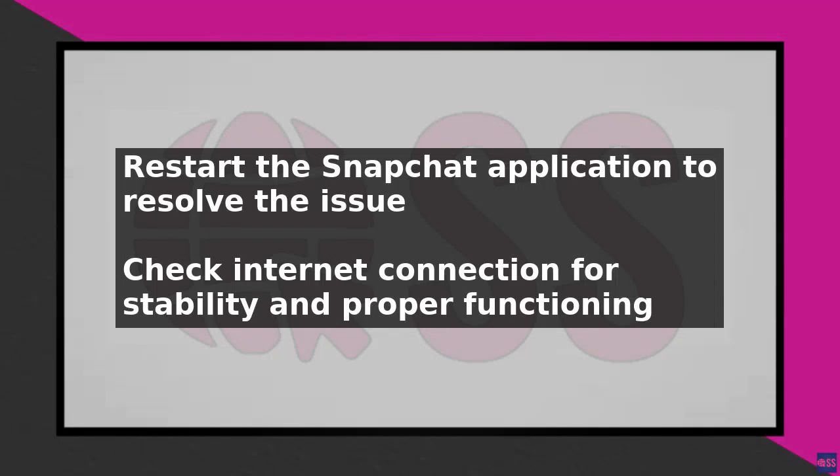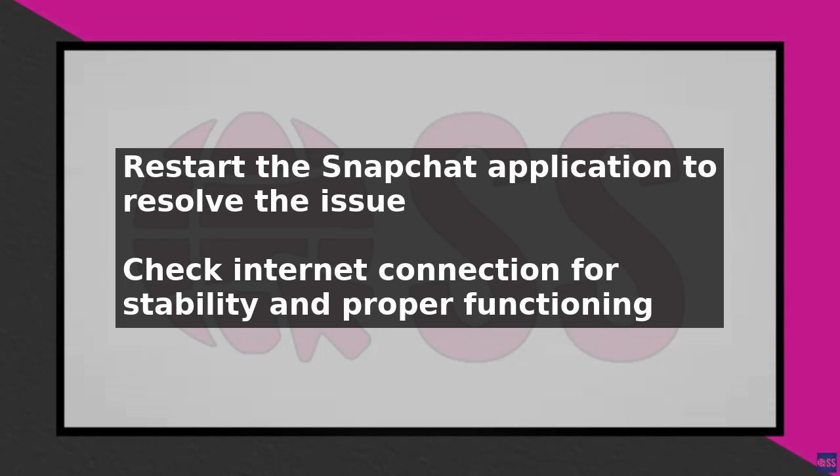To fix the Snapchat support code SS06, you need to understand what this error code means. The SS06 code typically indicates that Snapchat is experiencing technical difficulties or there is an issue with your account.